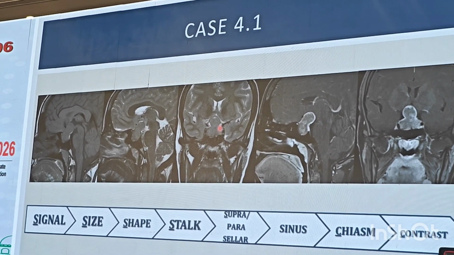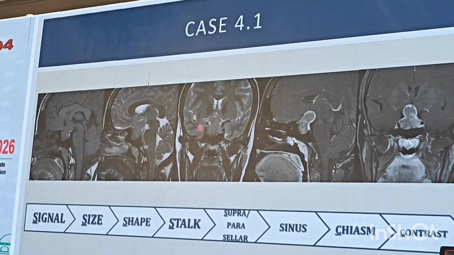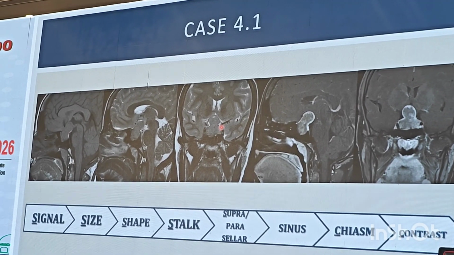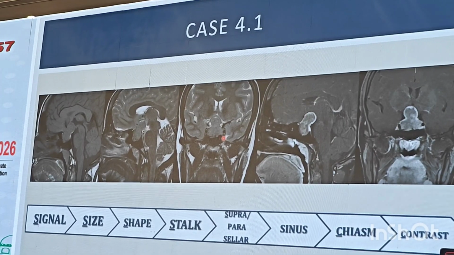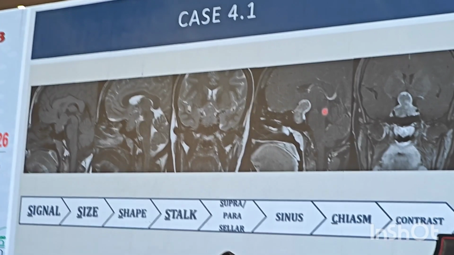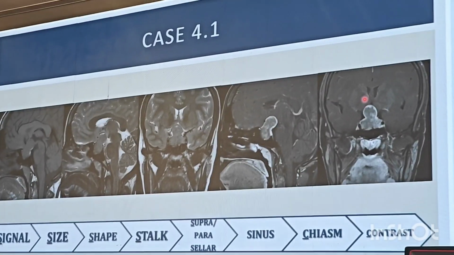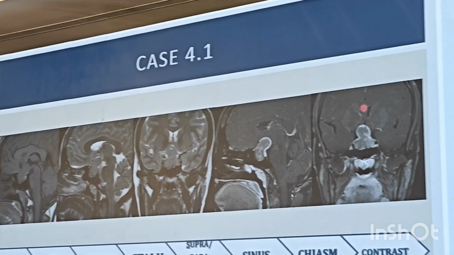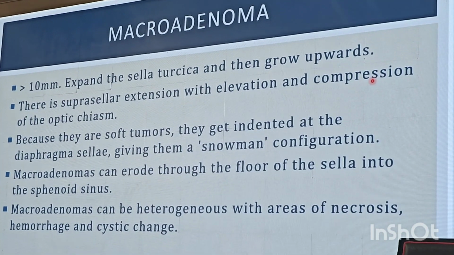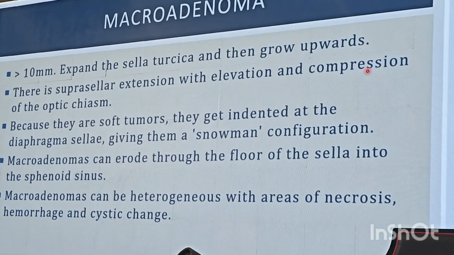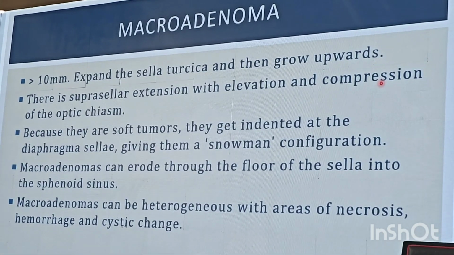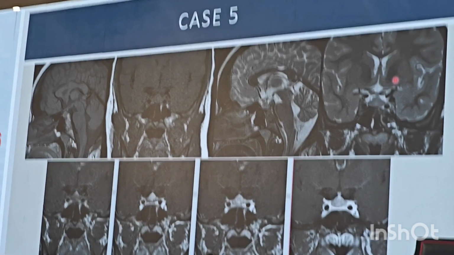And more importantly, this one is extending into the paracellar regions and encasing the internal carotid arteries. But still the arteries are the same size. And then here you have the normal pituitary tissue which is enhancing along the periphery. So this is another example of a macroadenoma. They are soft tumors. Remember the snowman configuration. And when they become very big, they become heterogeneous with areas of necrosis and cystic change. Now this is another case.